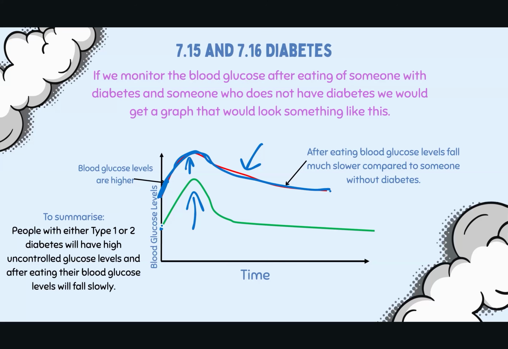As you can see here, the person eats, blood glucose goes up, which is understandable. Insulin is released, so very quickly the blood glucose levels are brought under control again. A diabetic person takes longer.